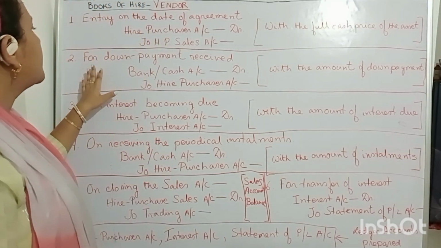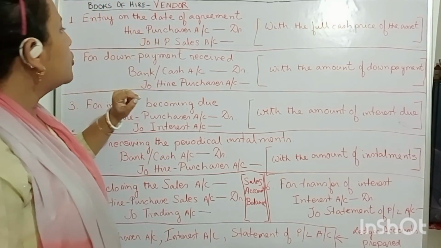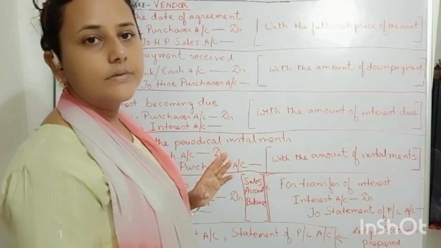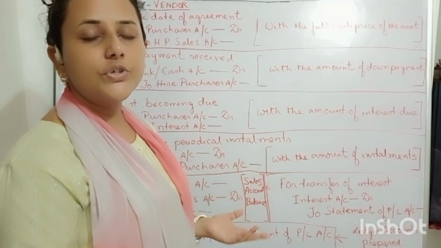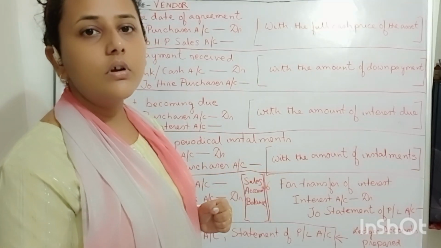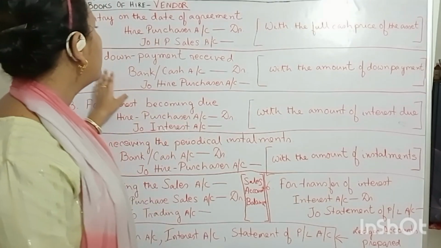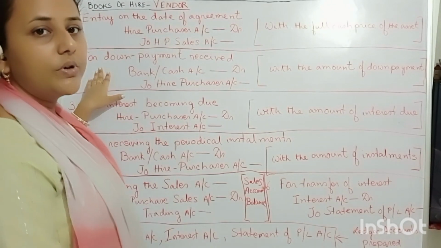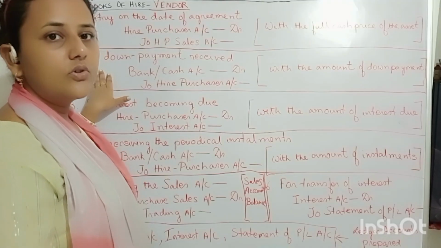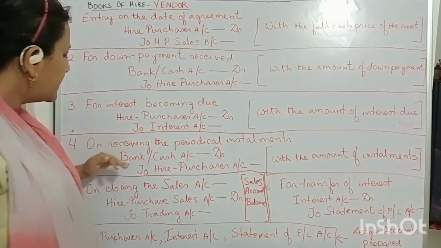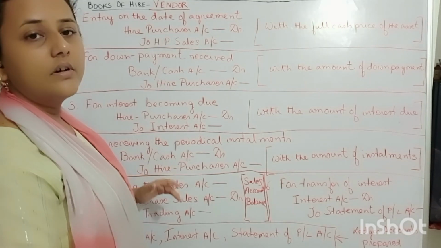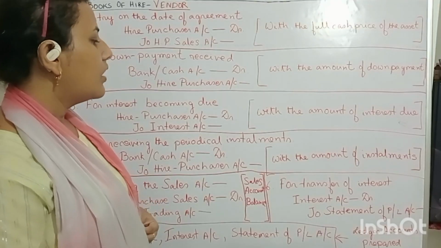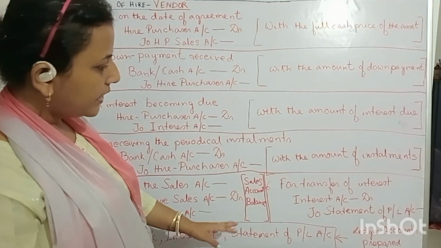These two entries, the entry on the date of agreement and the entry for receipt of down payment, will be on the first date, that is when the hire purchaser and hire vendor enter into the agreement, the first date of hire of the asset on the hire purchase system. The next entries will be on the year ending date. So these are the ledger accounts prepared.